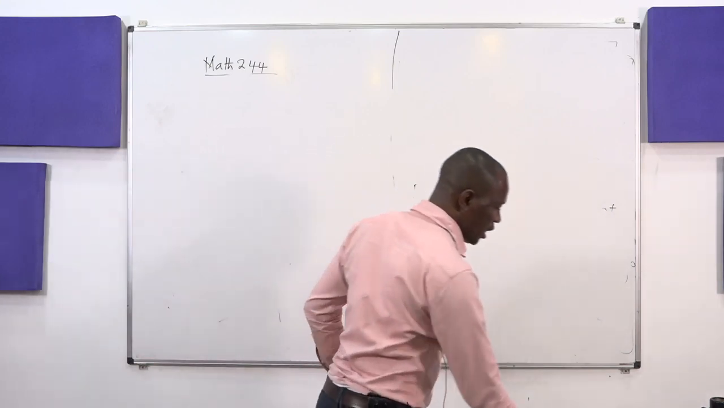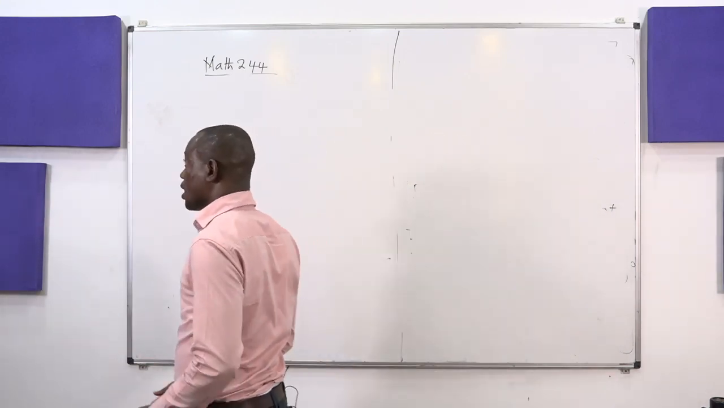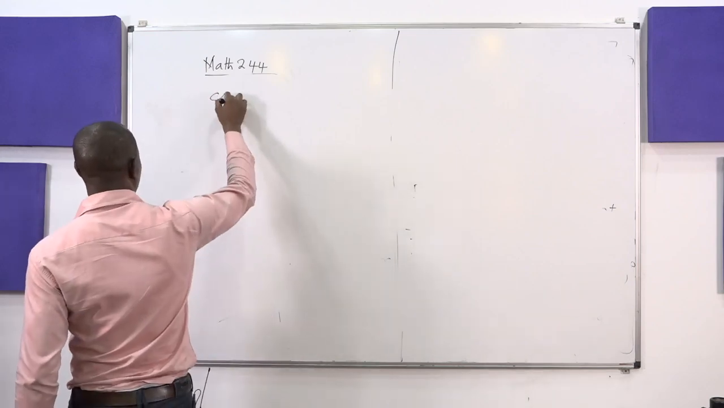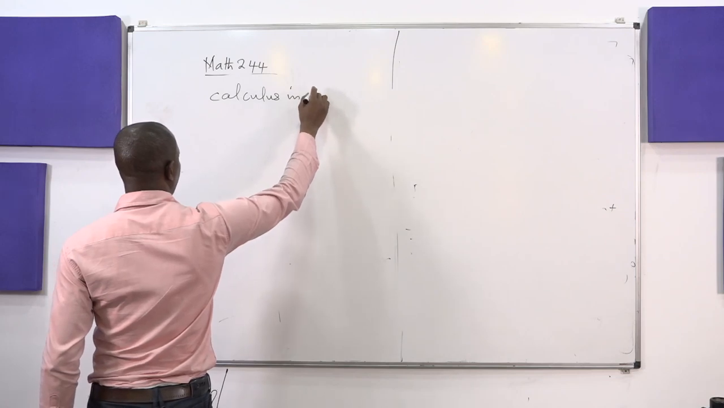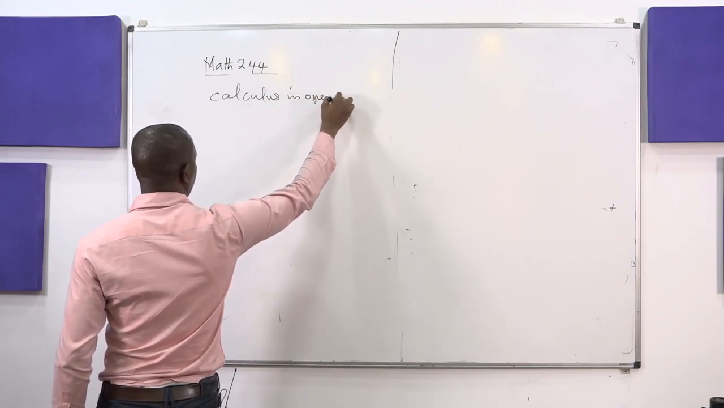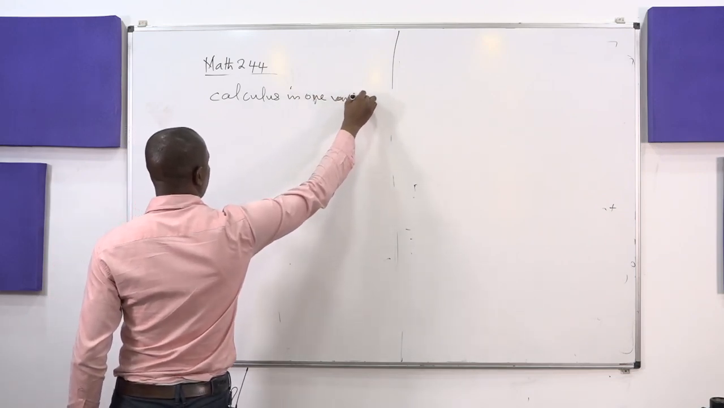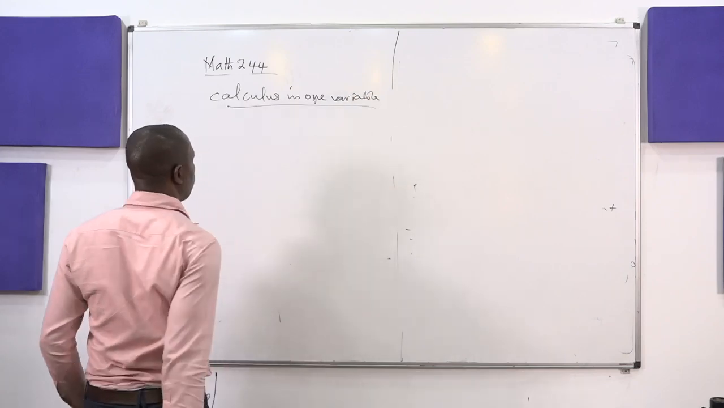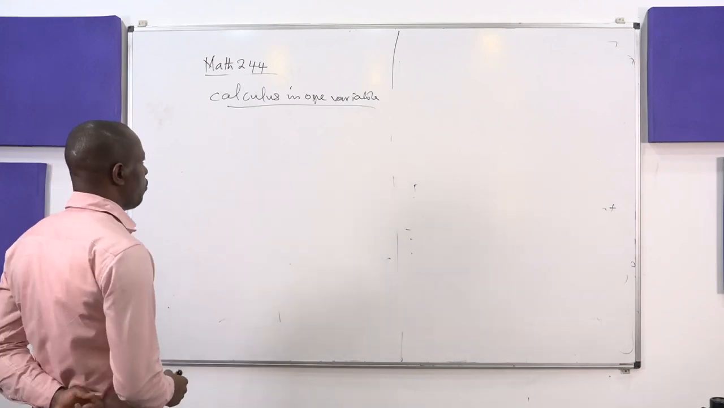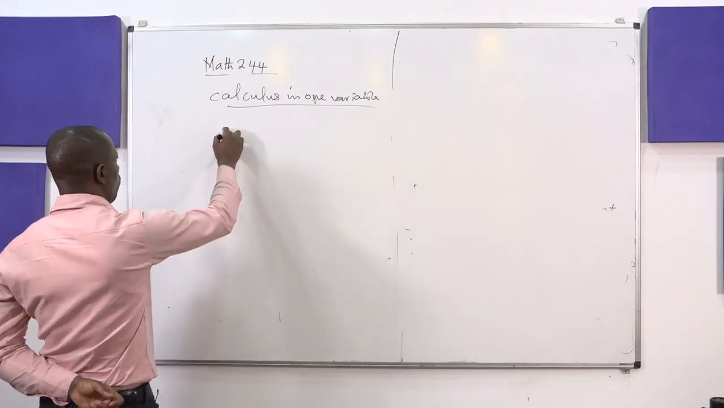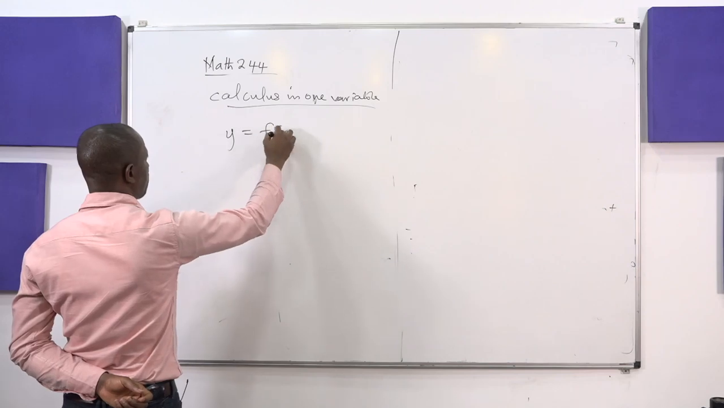At a pre-tertiary level, we learn to calculate in one variable. This time you are dealing with several variables. Calculus in one variable: you say one variable, maybe I have y equals f of x.